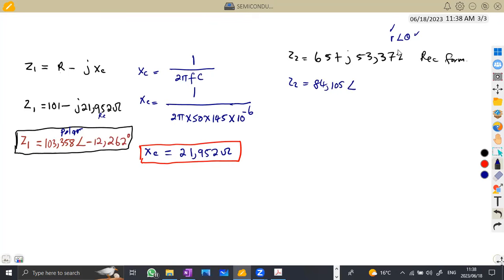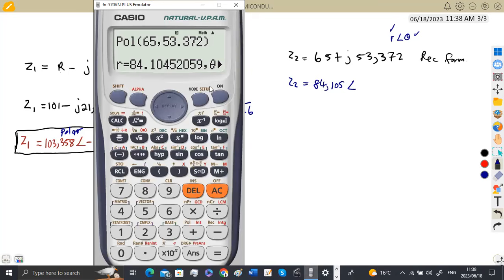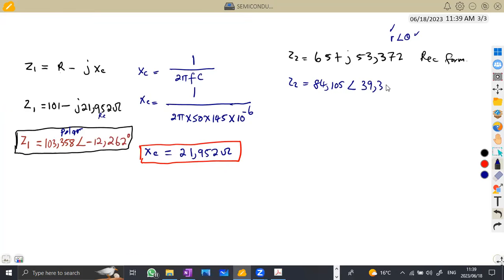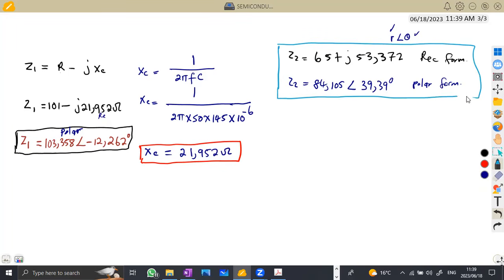Then the angle theta. From the same part, we have theta, which is 39.3896, so the 6 rounds the 8 up and it becomes 39.39 degrees. Okay, so this is in polar form. It is best for you to have these values in these two formats, the rectangular and the polar form. So we've got Z2 in this case. All right, so we move on.